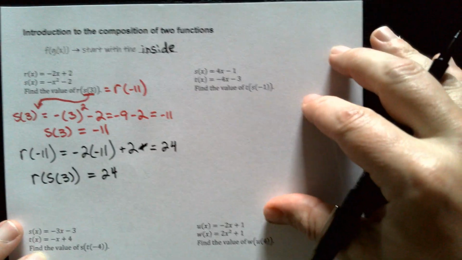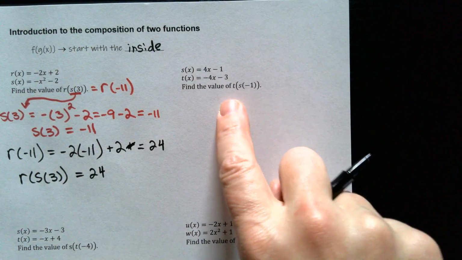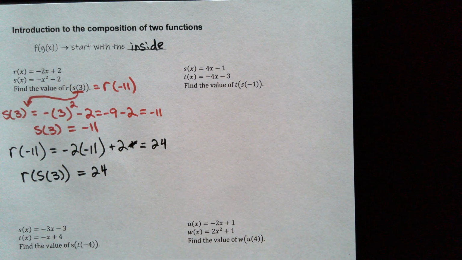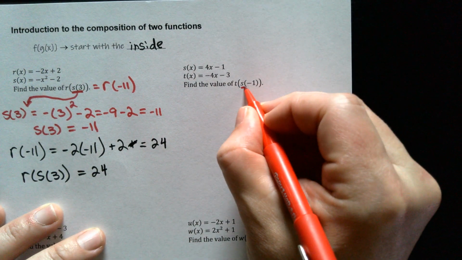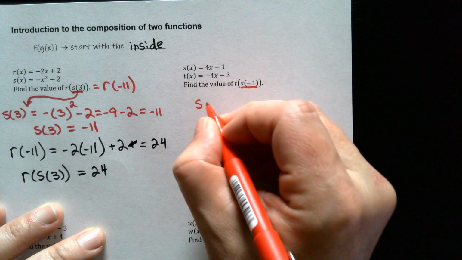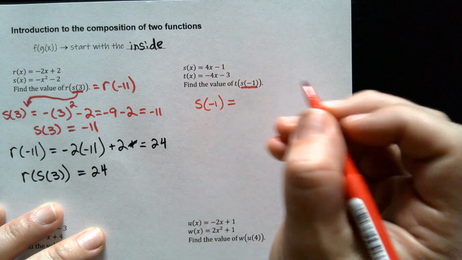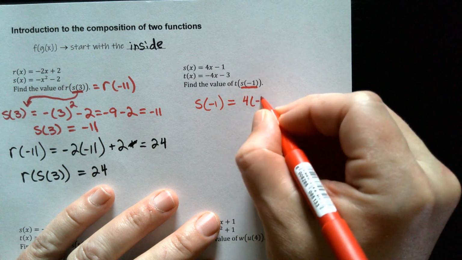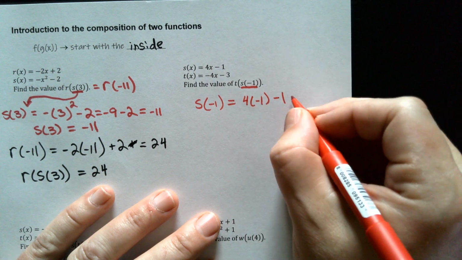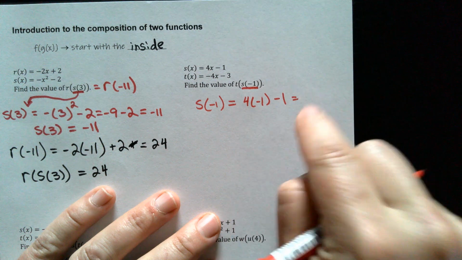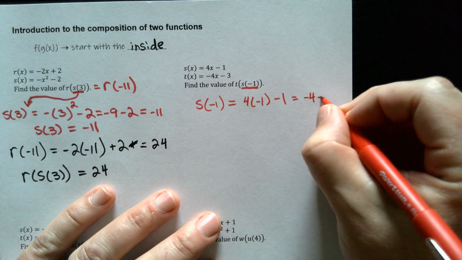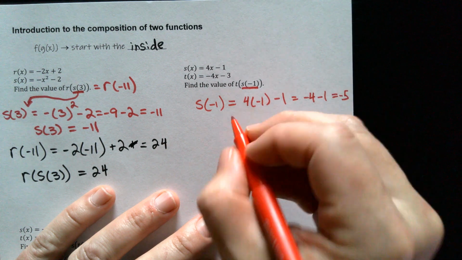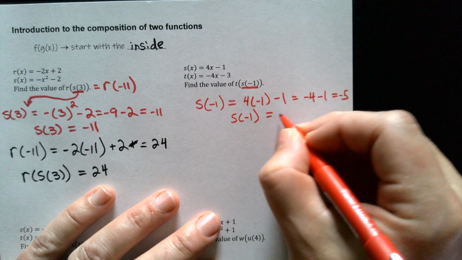Let's take a look at this next one over here. They're asking us to find t of s of negative 1. The first thing we want to do is figure out this inside. So what is s of negative 1? We go to the s function and plug in a negative 1. So it'll be 4 times negative 1 minus 1. What is 4 times negative 1? It's negative 4. Negative 4 minus 1, they're both negative, so you add them. So that is negative 5. So s of negative 1 is equal to negative 5.